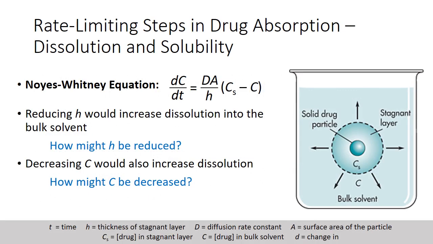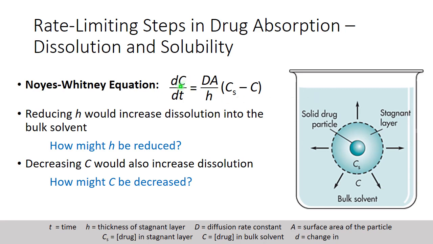The Noyes-Whitney equation says that the change in the drug concentration, and if you look down at the bottom, it's all defined here. I'm going to do this throughout the course: if there's a new term, I've tried my best to define it on the bottom. So, change in the drug concentration in the bulk solvent over change in time. That means, what is the change in concentration over time? Bulk solvent means the larger fluid, not that thin layer around the tablet, but the larger bulk fluid in your GI tract, all the intestinal fluid not directly surrounding the tablet.